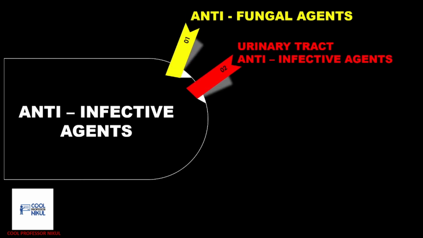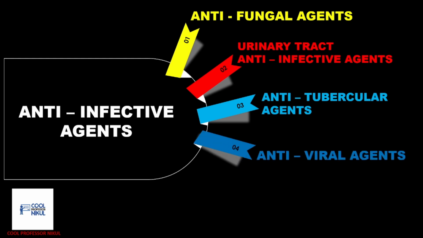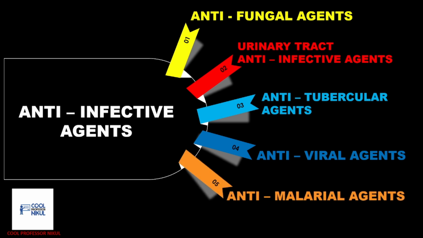Now, which anti-infective agents are there, which we are going to study in this chapter? They are mainly antifungal, that counters fungus. Then urinary tract anti-infective agents, meaning the infections which are caused in the urinary tract. For that counterpart, the kinds of anti-infective agents that are used come under this category. Then the third is antitubercular agents, meaning against tuberculosis. Then antiviral, against the virus. Then anti-malarial, against malaria. And last but not the least, the category known as sulfonamides.